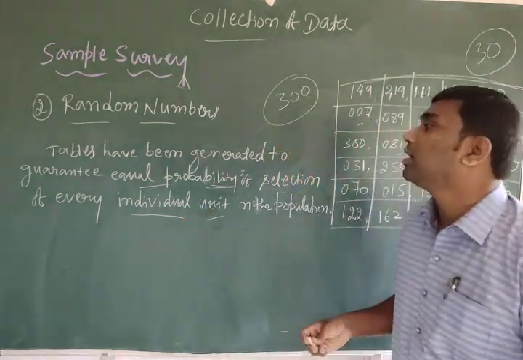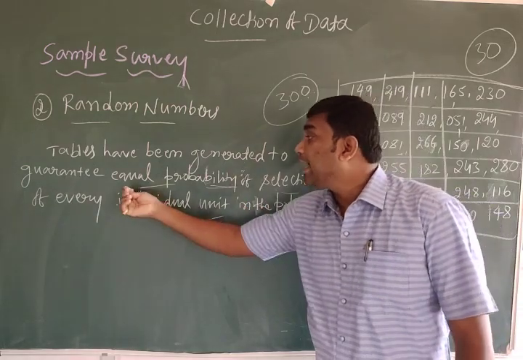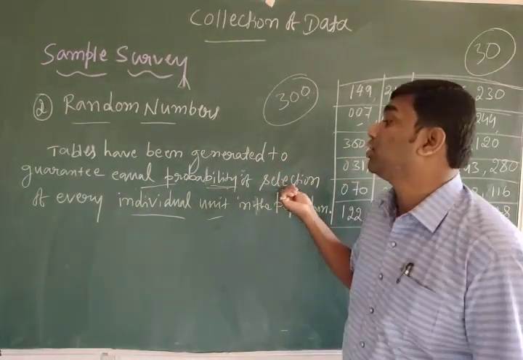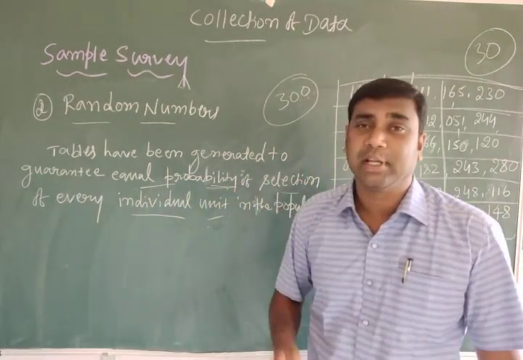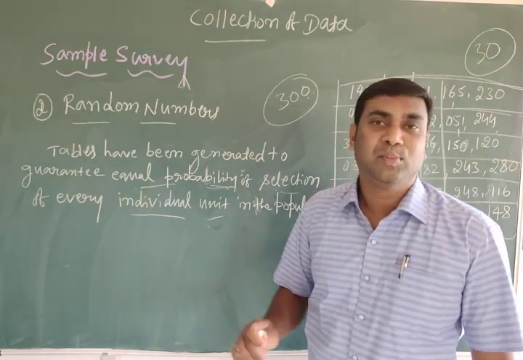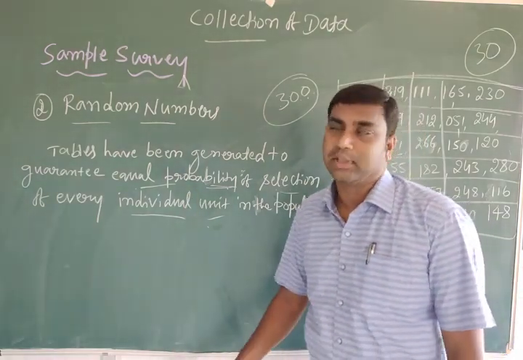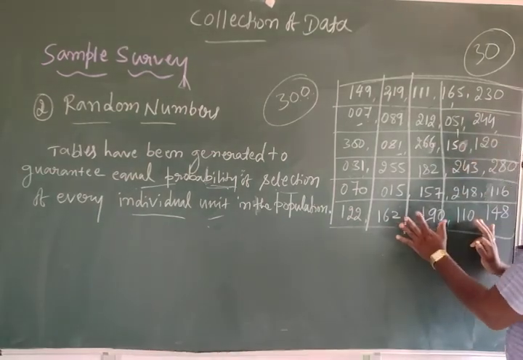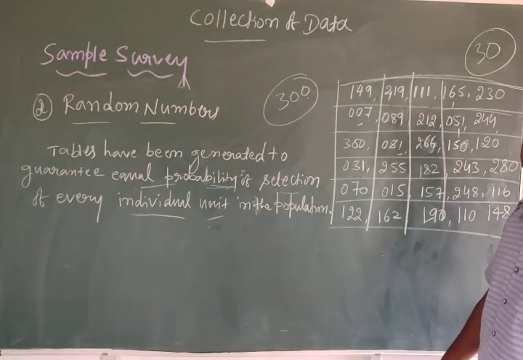See, so here also tables have been generated to guarantee equal probability of selection of every individual unit. Guarantee ಕೊಡುತ್ತೆ, but maybe may not be, ಆಗಬಹುದು ಆಗದಿರಬಹುದು, guarantee ಅಂತ ಕೊಡುತ್ತೆ. So this is called as random number table. ಇದನ್ನ random number table ಅಂತ ಕರೀತೀವಿ.